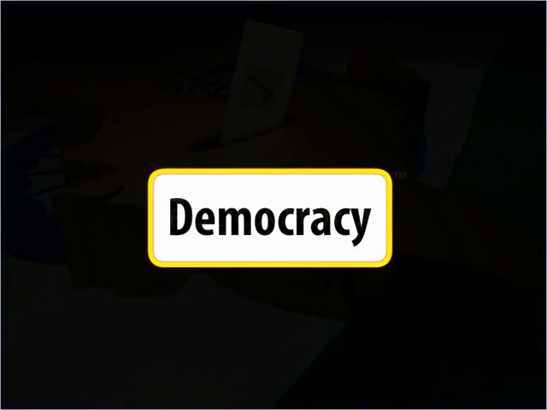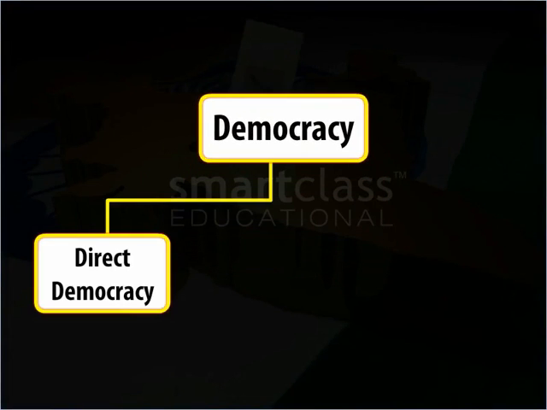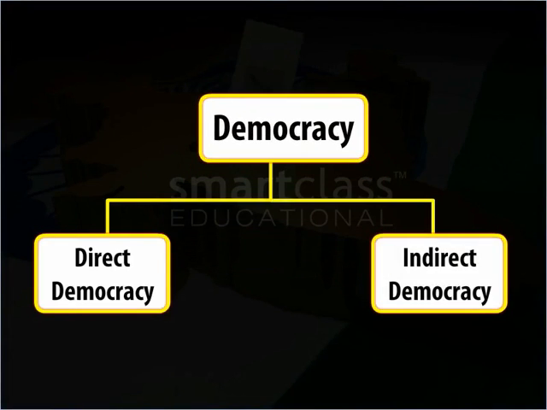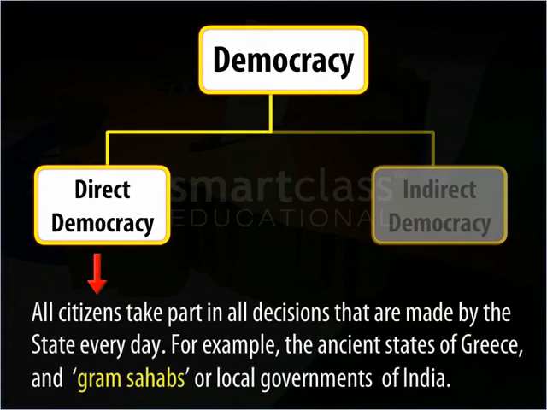There are two types of democracy: direct and indirect. In a direct democracy, all citizens take part in all decisions that are made by the state every day. In short, they are involved in running a country. For example, the ancient states of Greece are considered direct democracies. In today's India, Gram Sabhas or local governments can be taken as an example too.